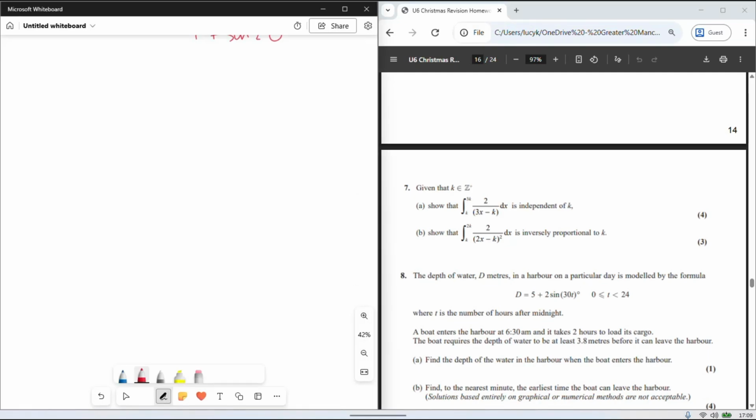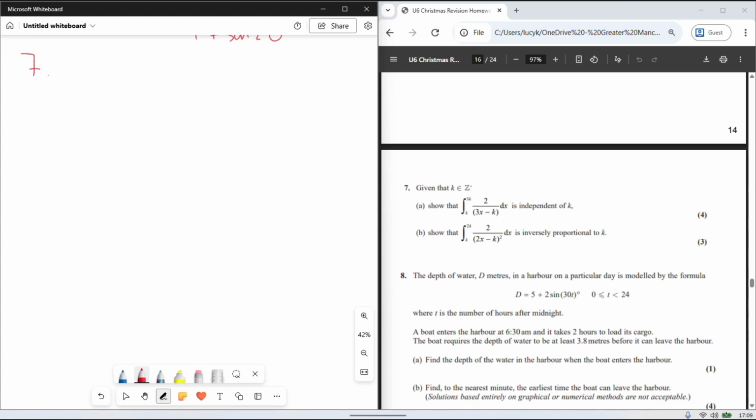So now we're going to look at question 7 of the June 18 paper 1. First of all, don't be scared by that notation. All it means is that k is a positive integer. So Z is just your integers, and then plus just means it's a positive integer. It says show that when you integrate 2 over 3x minus k with limits 3k and k, it's independent of k. So that basically means that k isn't in there at all when we integrate it.